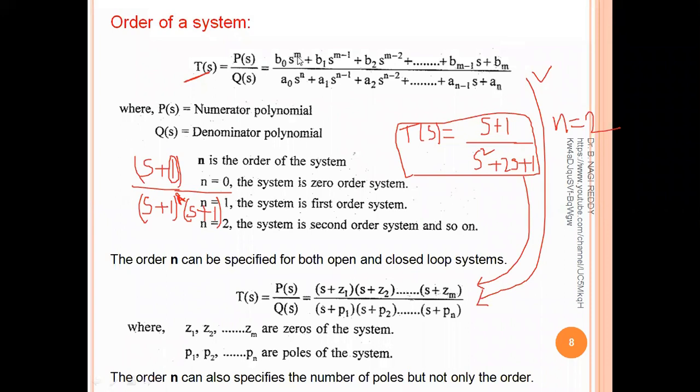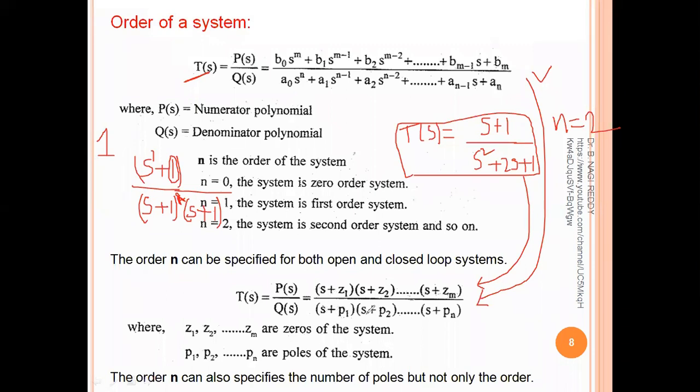So this maximum s power in the numerator will also decide the number of zeros. In our example also, we have only s power 1. That means we will get only 1 zero from the numerator. And in the denominator, we can estimate the order of the system, and this order of the system will also specify the number of poles.